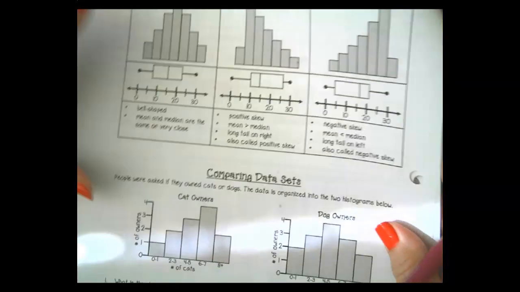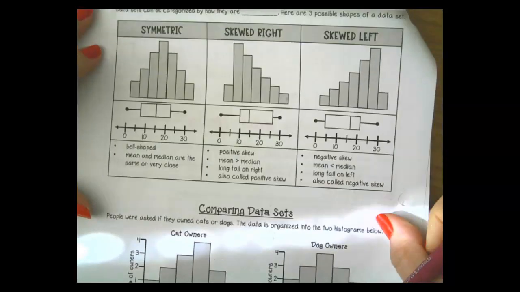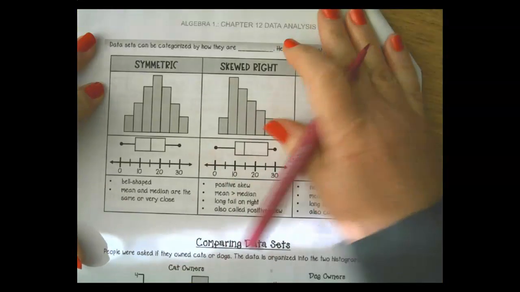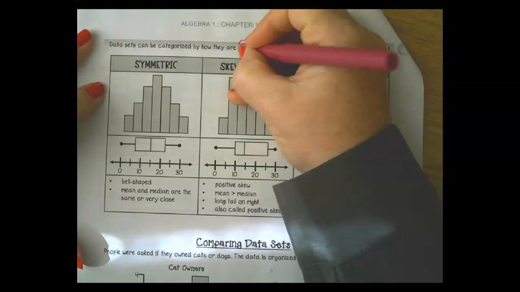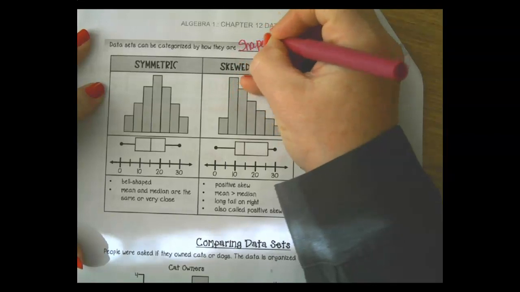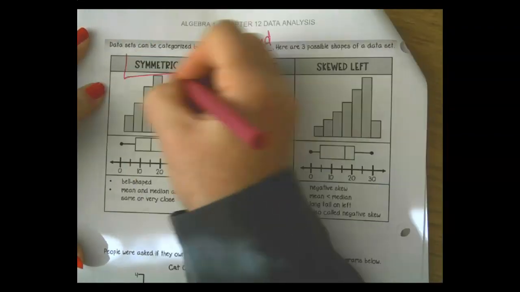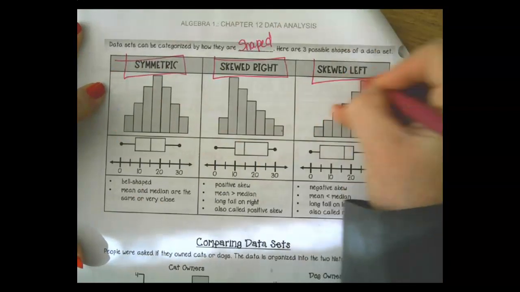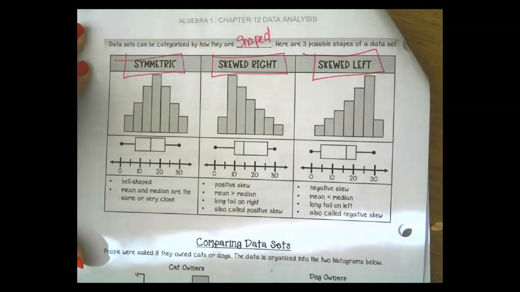Let's look at these. Here's some more words that we need to know. Now we're talking about the shape, so how they are shaped. And then here are some words that we need to know.